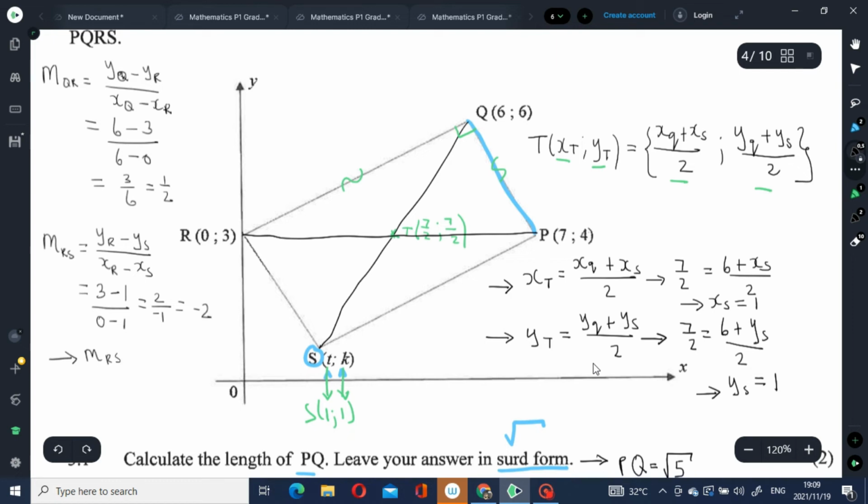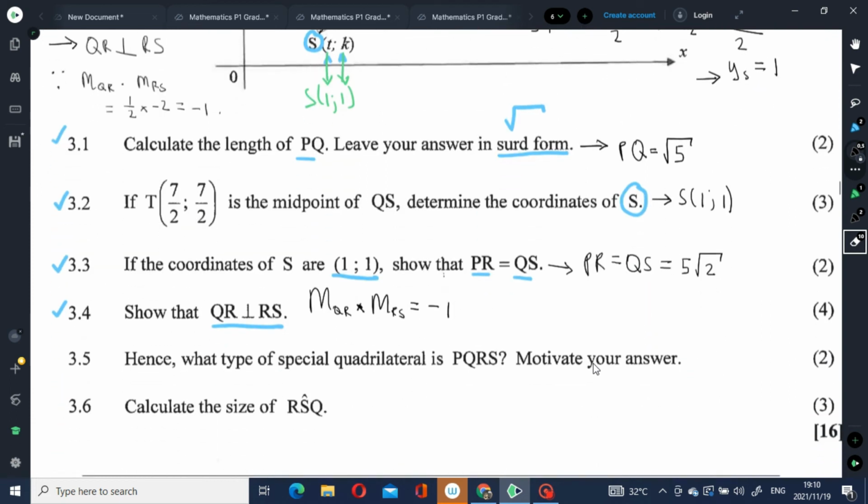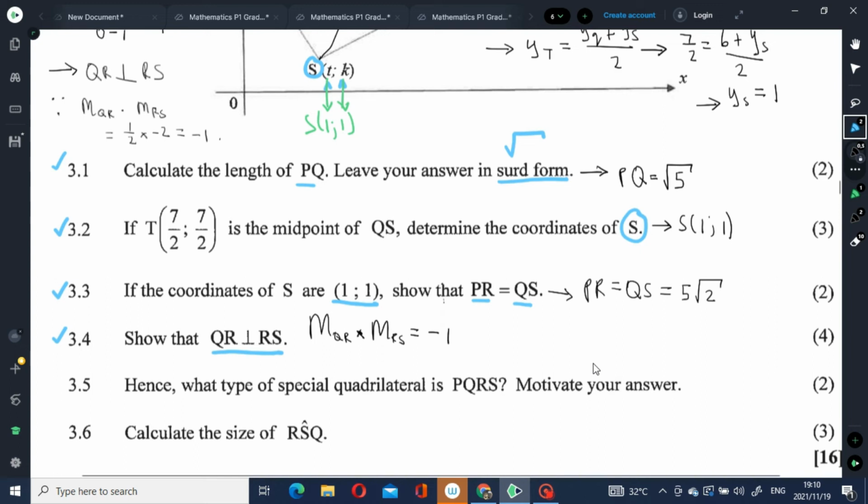So it implies that QR is perpendicular to line RS because the gradient of line QR multiplied by the gradient of RS is equal to half times -2, which is equal to -1, right? So let's go to the next question.